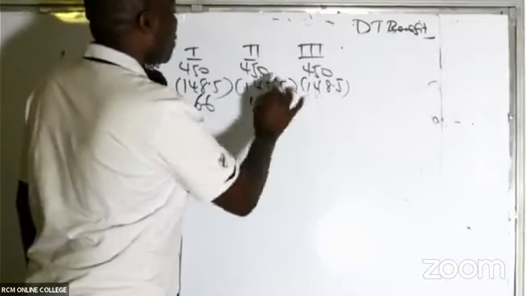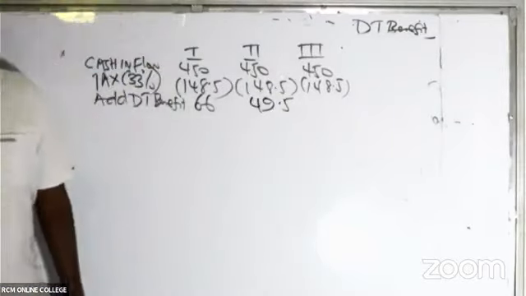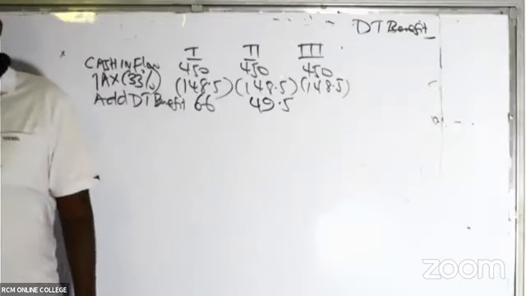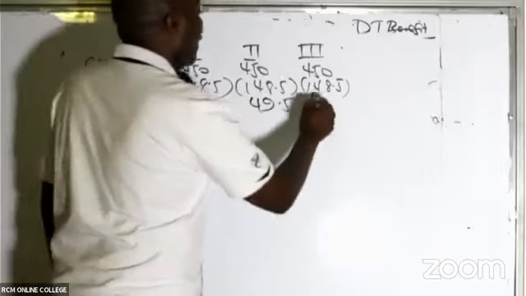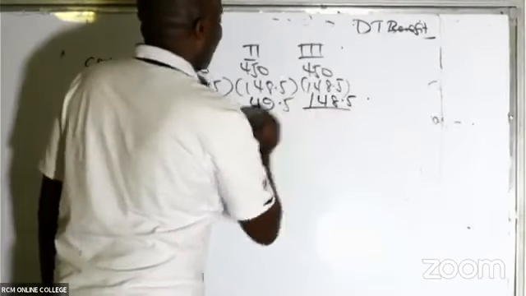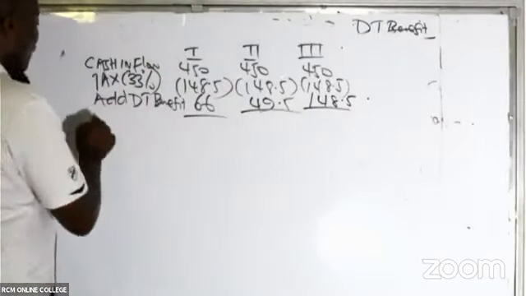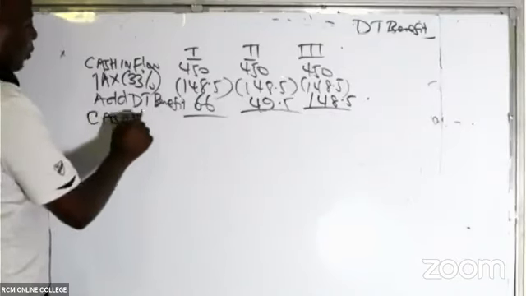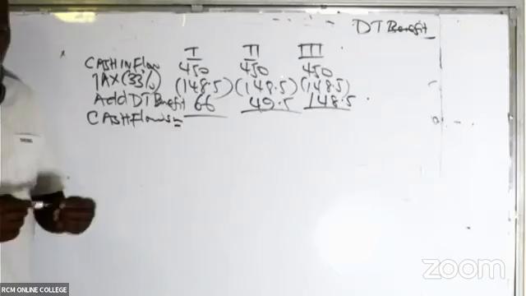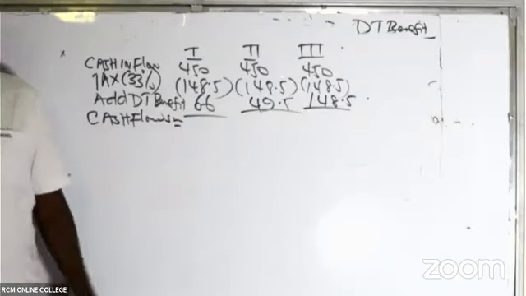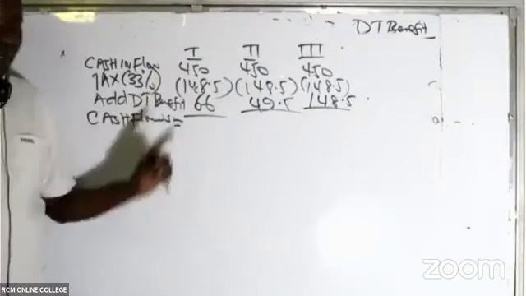Thank you very much. How about the third one? 148.5. Ladies and gentlemen, these are your operational cash flows to be discounted now. So you are taking this minus this plus this.